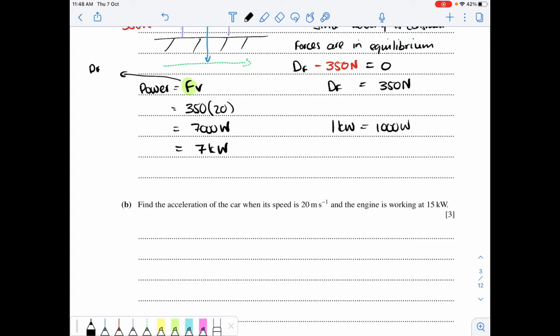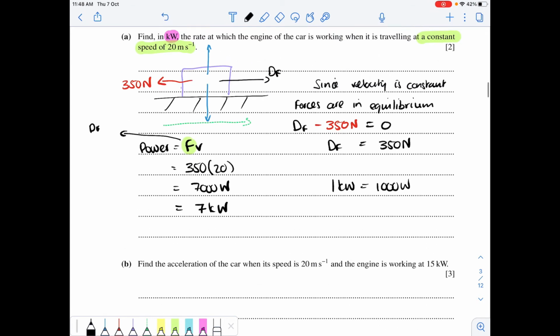Part B says find the acceleration of the car when its speed is 20 meters per second and the engine is working at 15 kilowatts. So we're going to use what we've got and work backwards. Now we have some other forces acting on the car. The forces are no longer in equilibrium, so we can't say the driving force is equal to the resistance forces. We'll calculate the driving force, and then using that we can solve for the acceleration of the car.